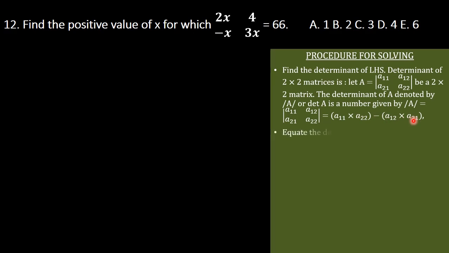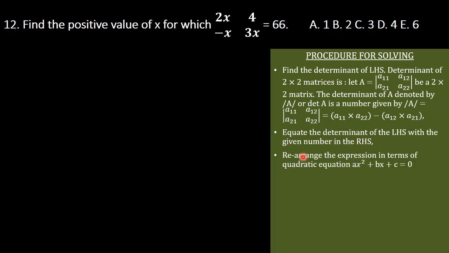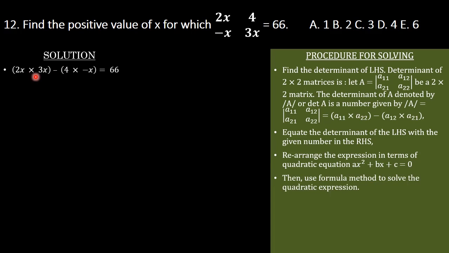Second step is to equate the determinant of the left hand side with the given number on the right hand side. Then rearrange the expression in the form of a quadratic equation, that is ax squared plus bx plus c is equal to 0. Then use the formula method to solve the quadratic equation. Let's check the solution. 2x multiplied by 3x, that is A11 multiplied by A22, minus 4 multiplied by minus x, that is A12 multiplied by A21, is equal to 66.